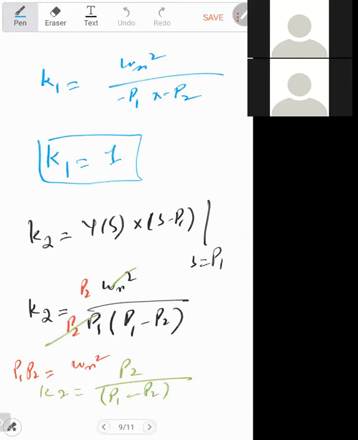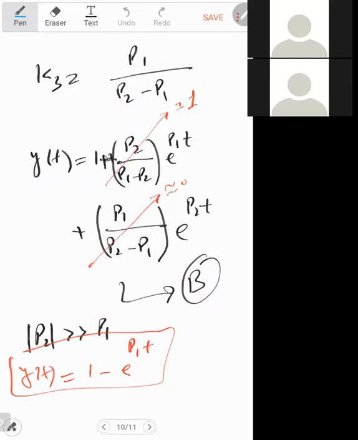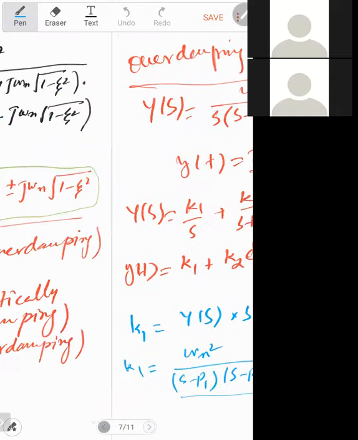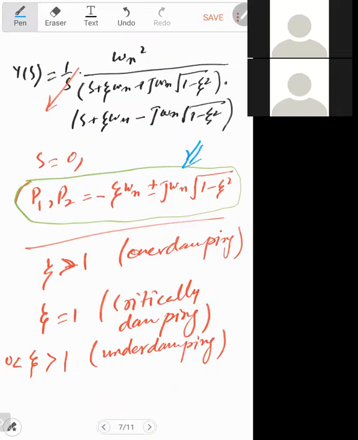You can find this one, the equation B. You can easily use this expression and find the solution. So the question is, what are P1 and P2? Because here we have P1 and P2. P1 and P2 we can find from this expression. We know zeta, we know omega n, and then we can simplify this, so we will get our P1 and P2.